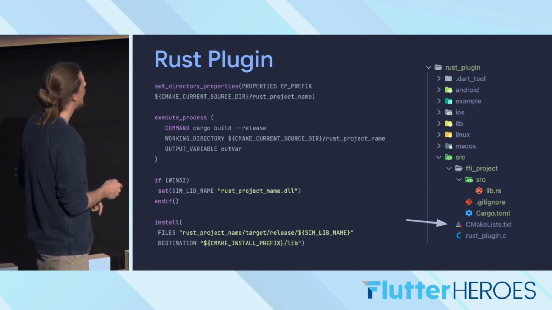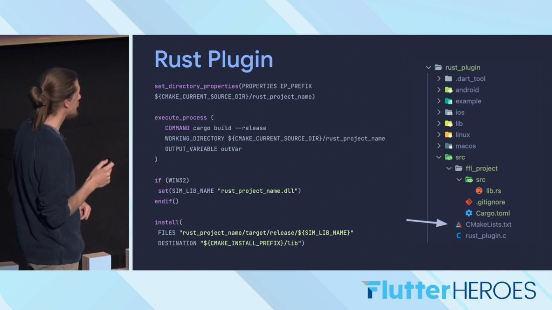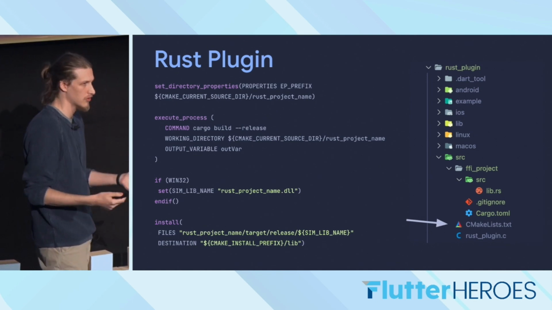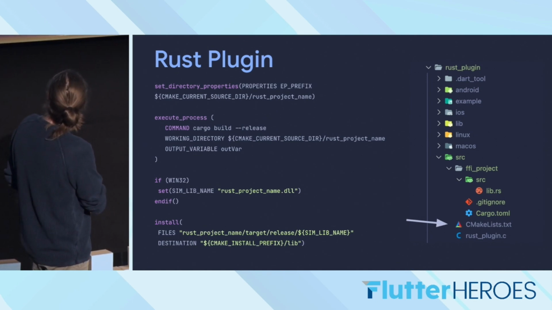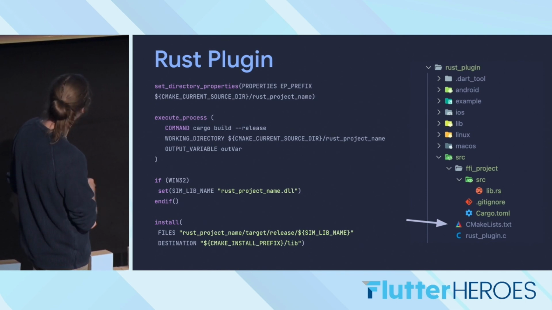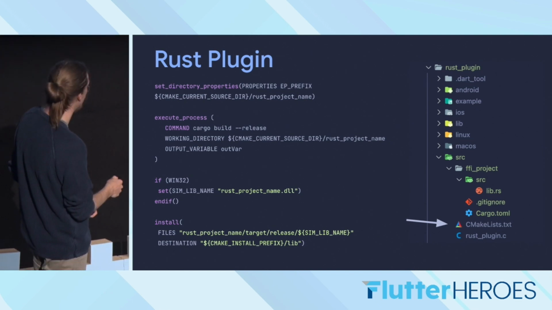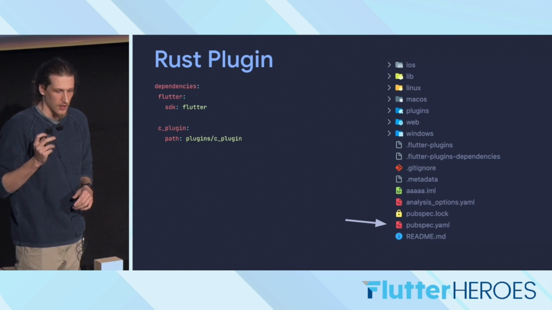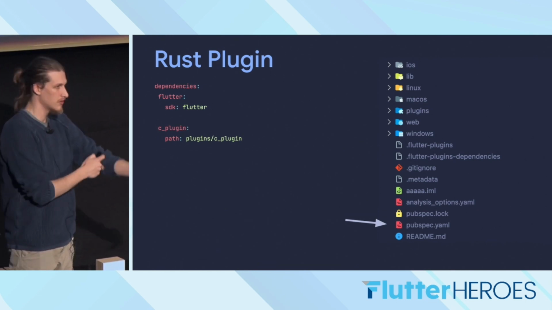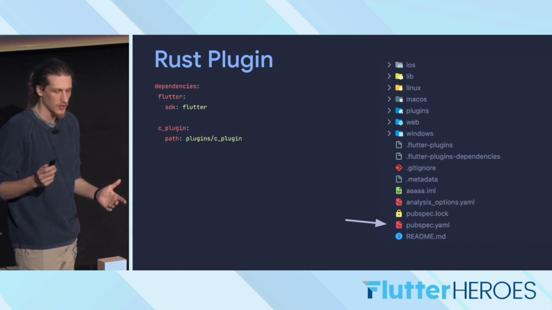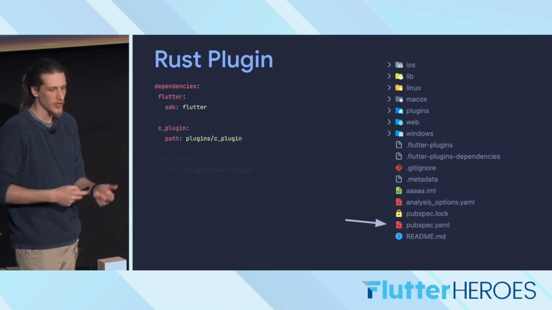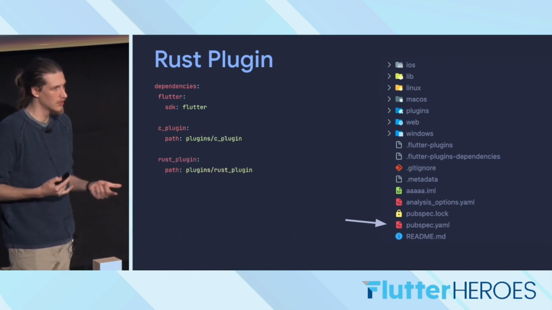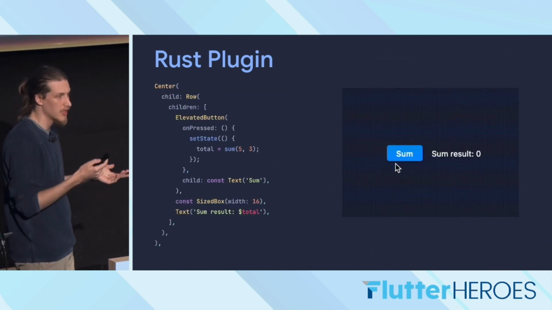Then, inside our CMake lists file, which is used for compilation, we are just going to add the cargo build release command, and we are going to say where to find the compiled library to use it later, okay? Then, just like we did with the C plugin, we are going to add it as a dependency of our project, and then we are good to go.